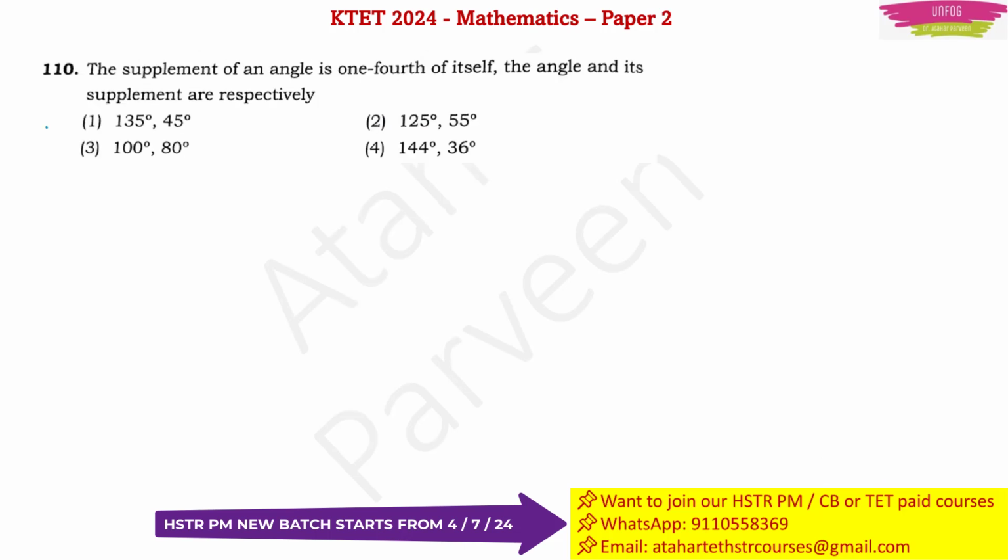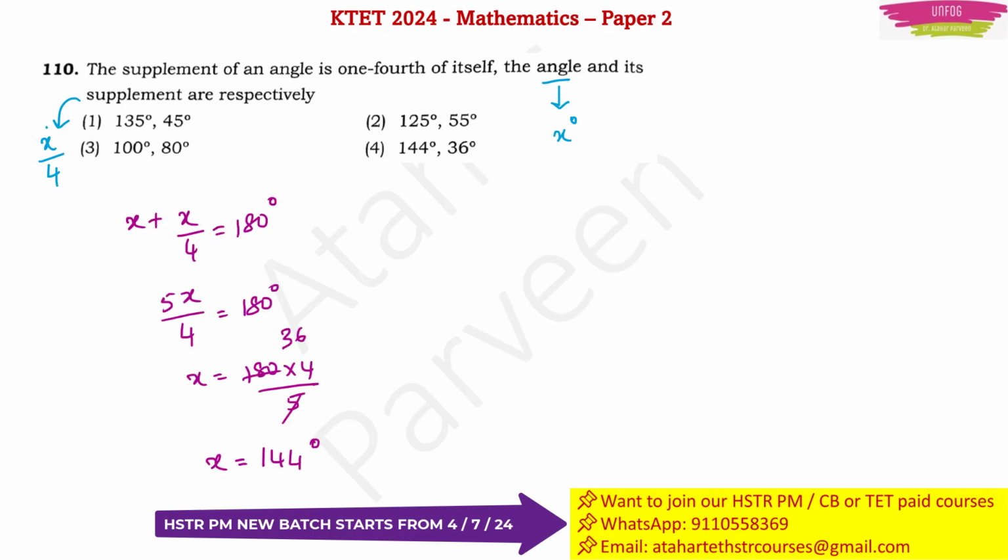Next question. The supplement of an angle is 1/4 of itself; the angle and its supplement are respectively. So here, x and x by 4. Let the angle be x degree. In that way the supplement angle will be x by 4, because they are telling that the supplement of an angle is 1/4 of itself. So just treat the sum as equal to 180 degree because they are talking about supplement angle, and you will get the value of x. Once you get the value of x, if you see the options, 144 degree is there only in option 4. So that will be our correct answer.